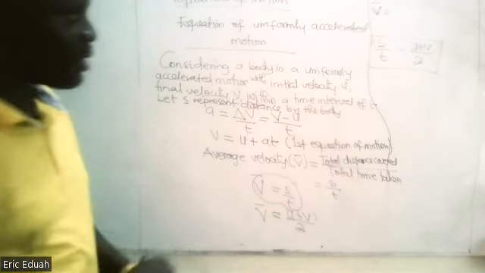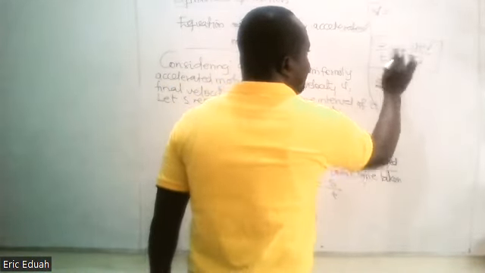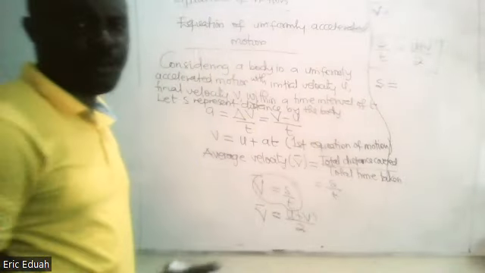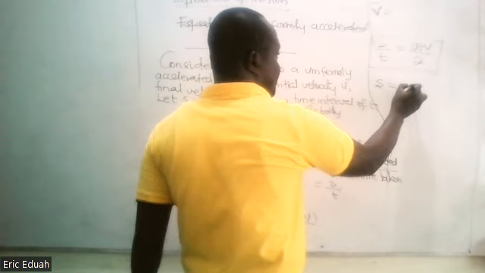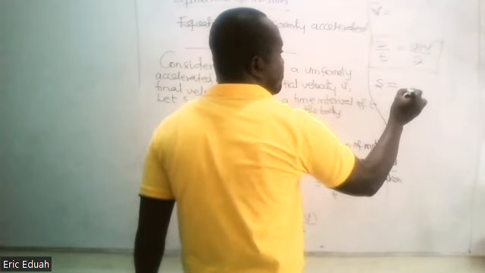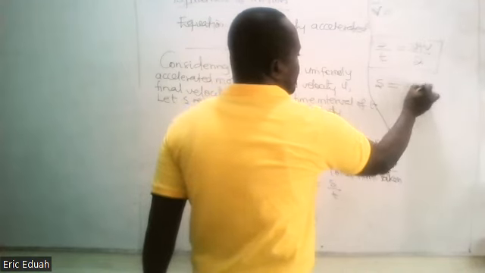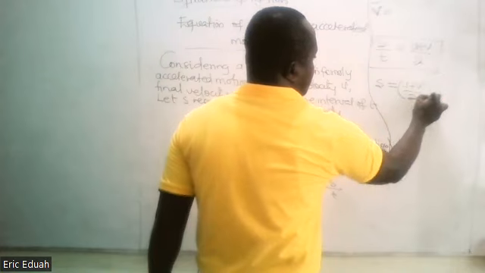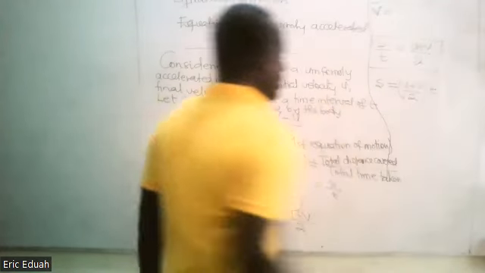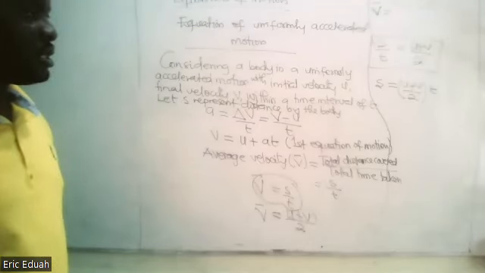Now, let's make S the subject. S from here would be equal to U plus V over 2, all multiplied by T.